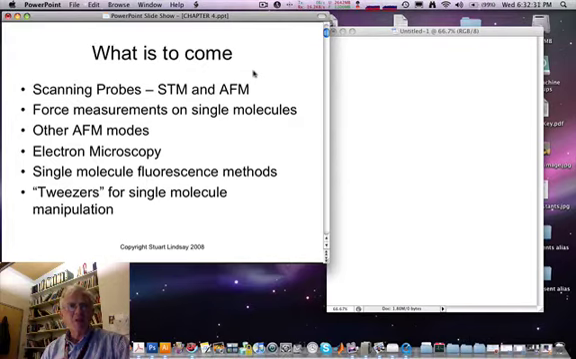We discuss force measurements on single molecules. We discuss various other AFM modes, both of imaging and measuring. We discuss electron microscopy, single molecule fluorescence methods, and then finally tweezers for manipulating single molecules.